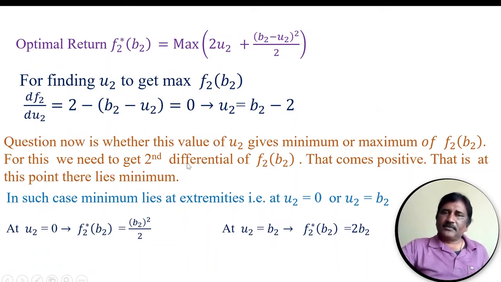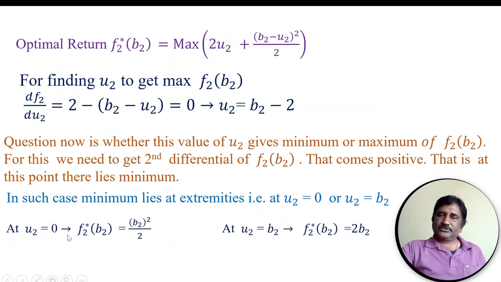Then I was required to test both the extremes, because I suspect now the function value will be maximum either at the left extreme or the right extreme. So the left extreme is u2 is equal to 0 and the right is u2 is equal to b2. At both the extremes I have found function values. Now your problem doesn't end here.